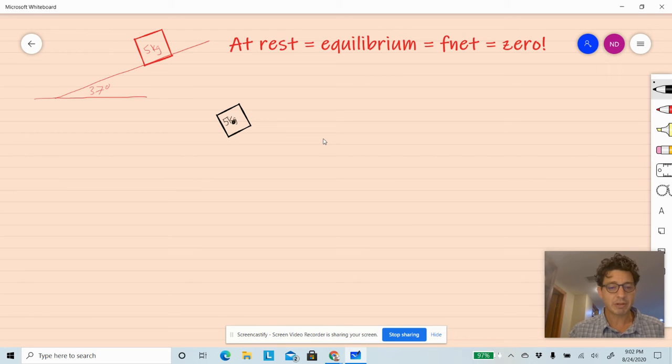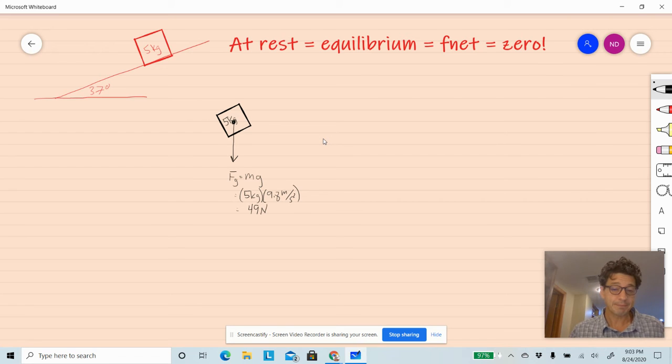Which way does gravity pull? Gravity doesn't always pull straight down. The force of gravity is straight down. Mass times acceleration of gravity, 5 kilograms, 9.8 meters per second squared is the acceleration of gravity. This should be pretty redundant at this point. This thing's weight is 49 newtons.